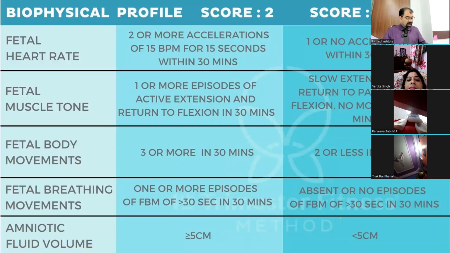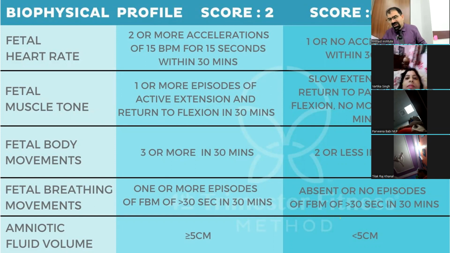So this was the reply to the question of how to see for this biophysical score. And the next question is about level 2 scanning: what are the steps? Now see, there are no particular steps for that; you have to follow the checklist. You have to see for the fetal head.